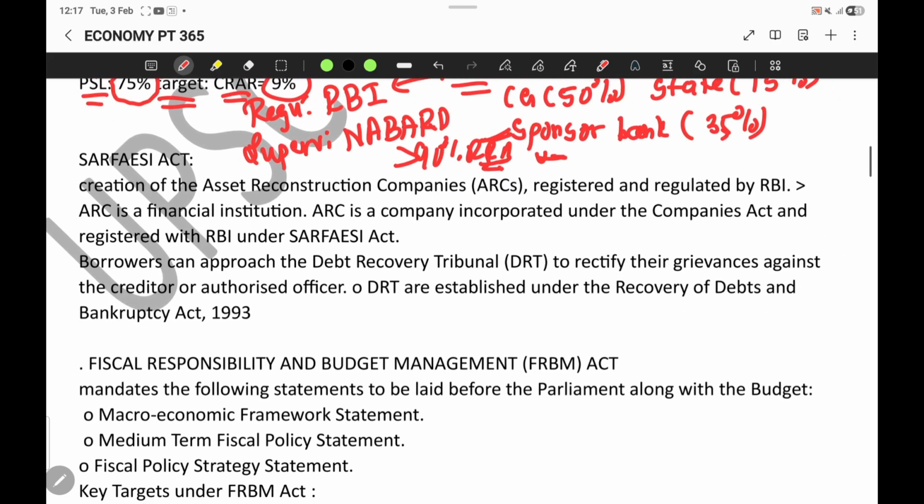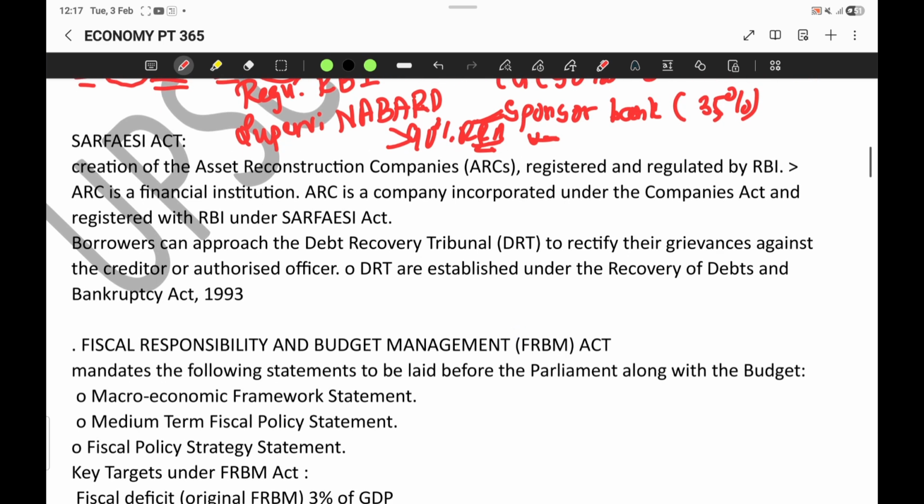Then comes the topic of the SARFAESI Act, which is in the news these days because so many NPAs have grown in the banks. To manage this, asset reconstruction companies are growing up. What is the SARFAESI Act? Creation of asset reconstruction companies. Asset reconstruction companies are created under the SARFAESI Act. They are regulated again by RBI. It's a company incorporated under the Companies Act, registered with the RBI under the SARFAESI Act.